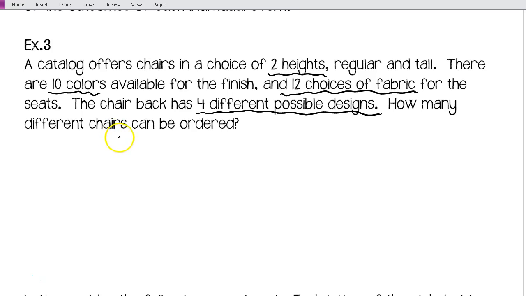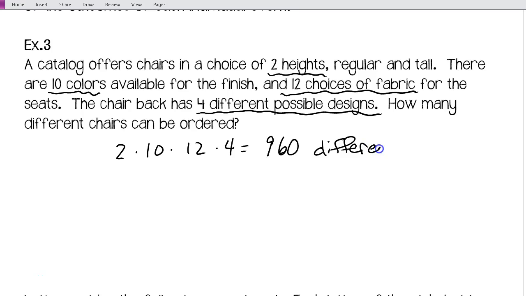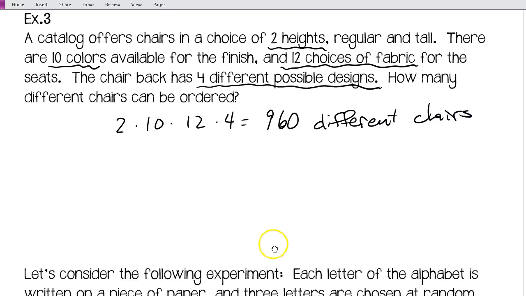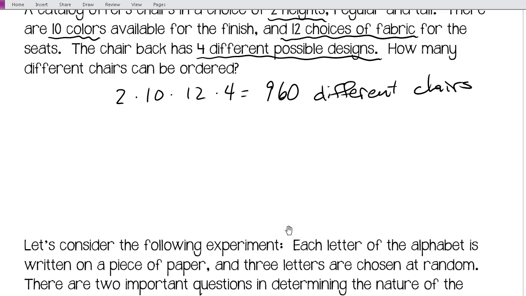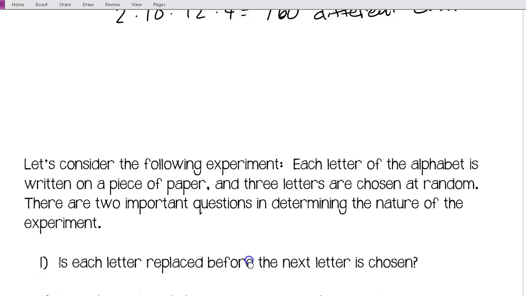We're just going to multiply each of the outcomes. So we've got 2 times 10 times 12 times 4, which would give us 960 different chairs. Okay, so just a little review of what we've talked about already.